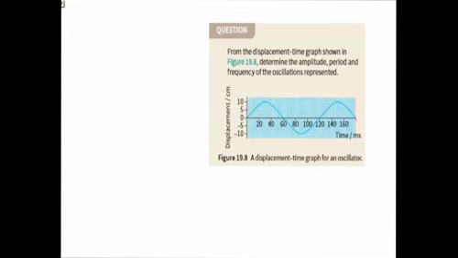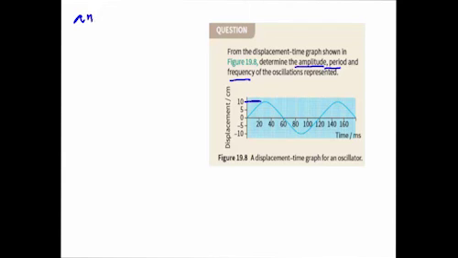Now here, from the displacement-time graph, this is the displacement, the y-axis, and we have to be very careful about the units. This is in centimeters here, and this is the time in milliseconds. Determine the amplitude, the period, and the frequency of the oscillation. Now here we have the amplitude. We have to go to the y-axis. Where is the maximum displacement? This is the maximum displacement that we have.